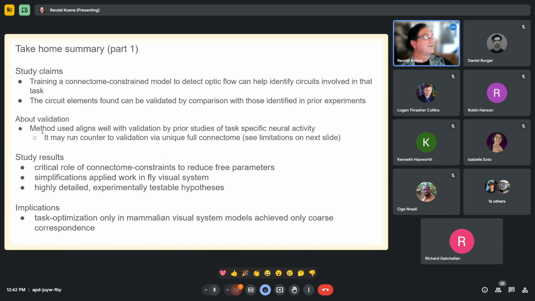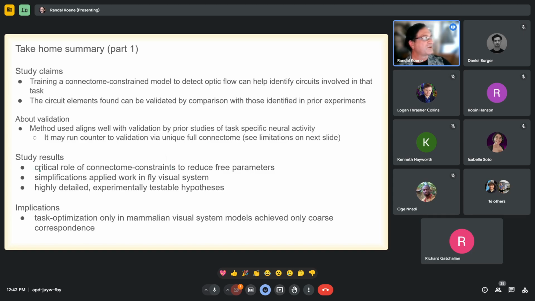Their method aligns well with validation by prior studies of task-specific neural activity, but you can imagine that it somewhat runs counter to the idea of using a unique full connectome as a principal validation of whether you've built something that is realistic and therefore represents what's going on in that particular animal or a particular situation. And there's some more about that on the next slide, because that's when I get into the limitations.